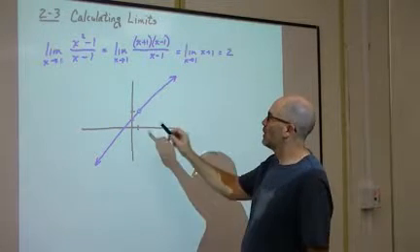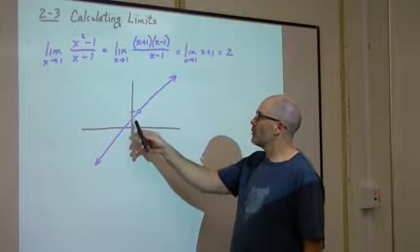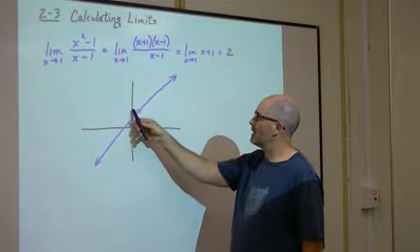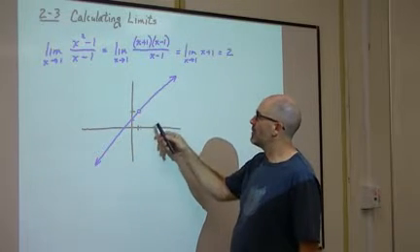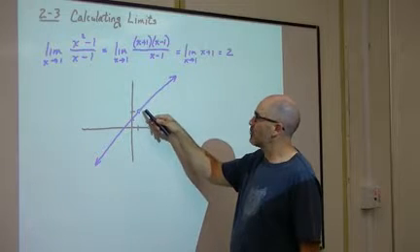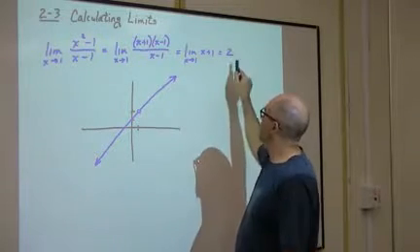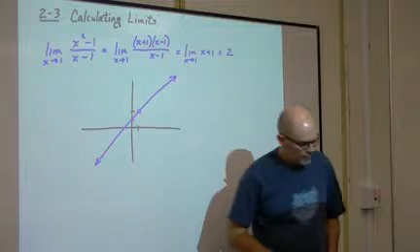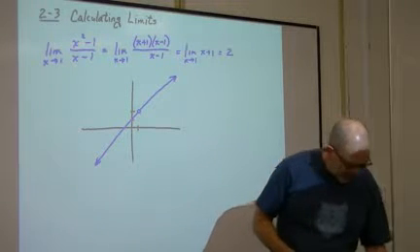So if I were to look at this, what's the limit as x approaches 1? Well, as I'm approaching 1 from the left, it's approaching 2. As I'm approaching 1 from the right, it's approaching 2. So the limit equals 2. Okay, cruising onward.